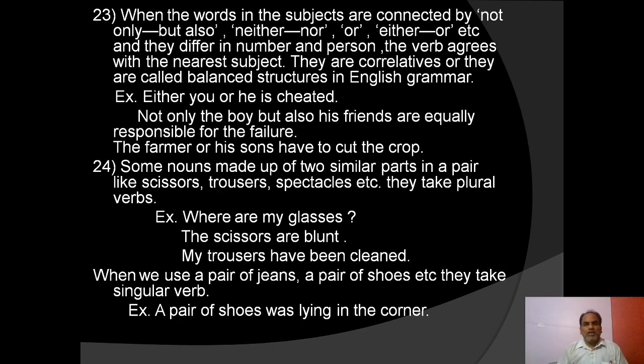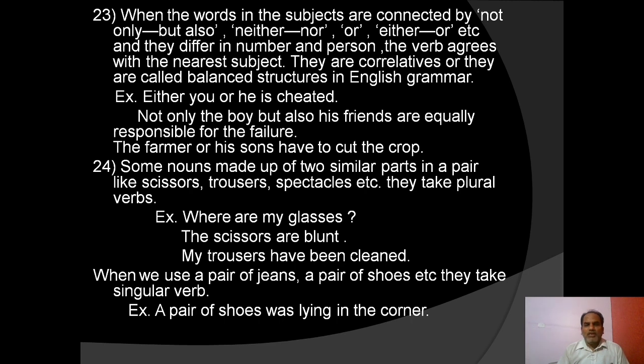Another situation we can discuss is when the words in the subjects are connected by not only but also, neither nor, either or, etc., and they differ in number and person. The verb agrees with the nearest subject. They are correlatives, or balanced structures in English grammar. Take some examples. Either you or he is cheated. Here the finite verb is, and it agrees with he.